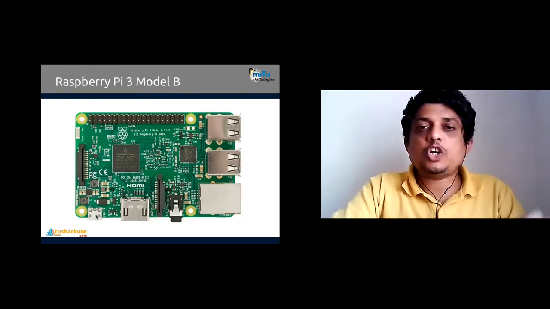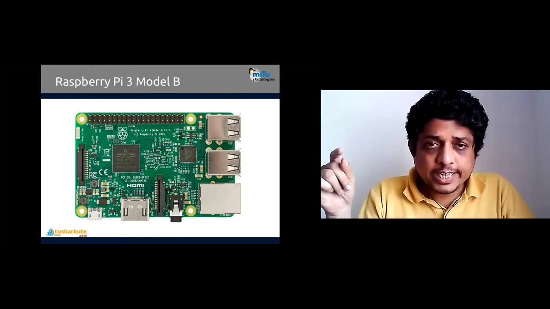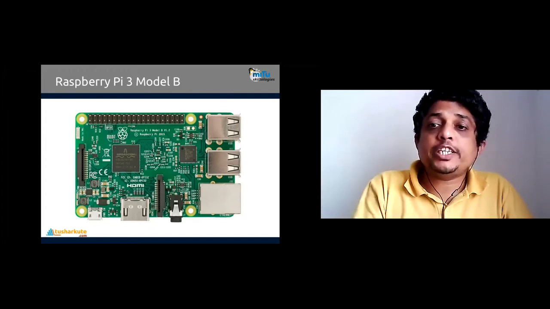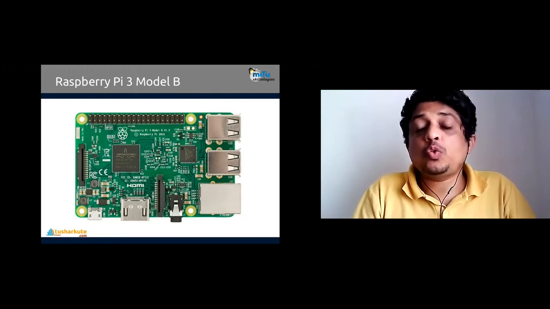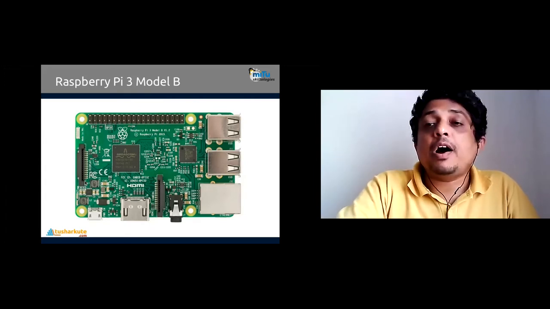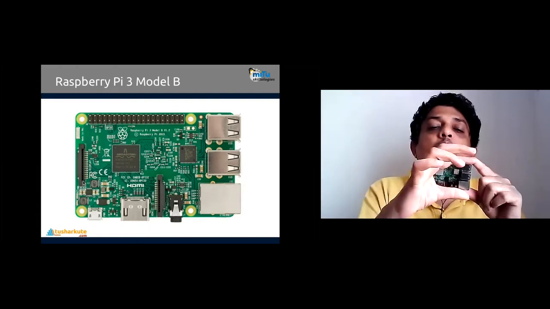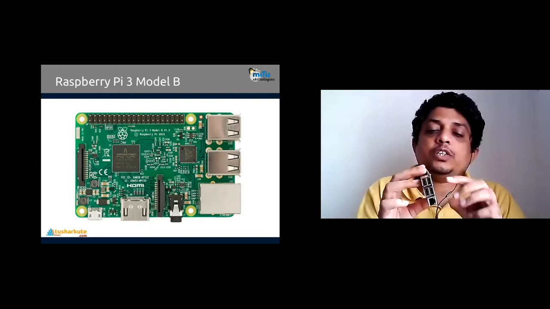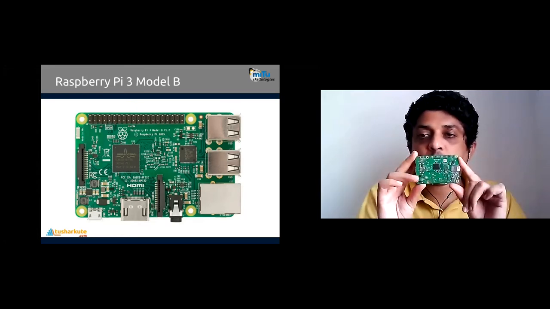Now these are the common utilities which this board contains. Along with that, it contains some extra utilities also. What are the extra utilities? Here you can see display written. The Raspberry Pi has its own display port. The size of this board is exactly equal to your credit card or debit card.